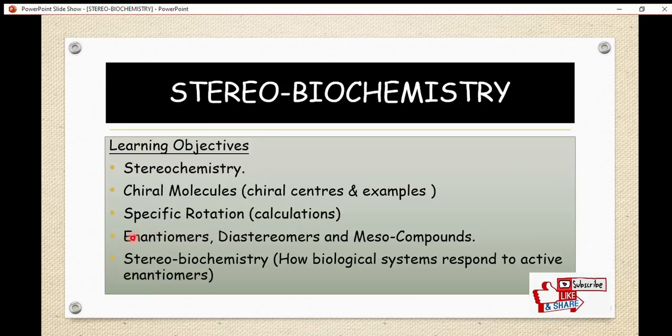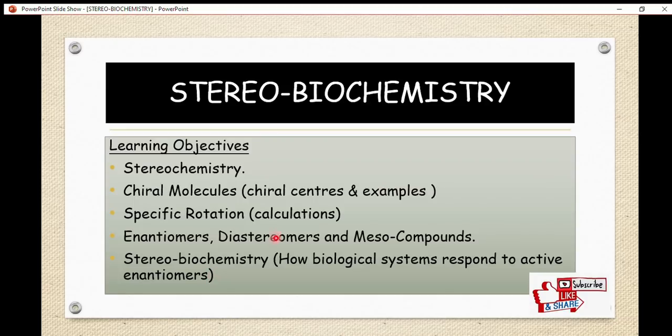After that, we will talk about enantiomers, diastereomers, and meso-compounds. We will talk about what they are and give examples. And after that, we'll talk about stereobiochemistry, how these biological systems respond to active enantiomers. As I said earlier, all the enzymes in our body are stereospecific. So they are optically active and they react to a specific enantiomer of maybe drugs so that it can effectively cure any disease that's intended in the body.